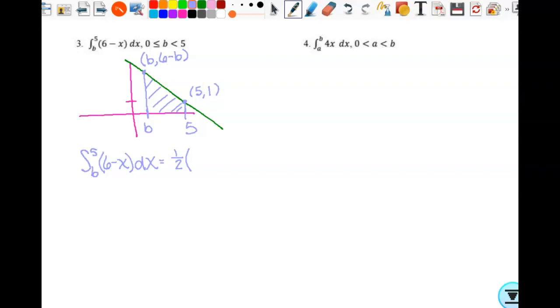Which one is base 1 and which one is base 2 doesn't matter. I usually just go left to right. So I'll use this as the first base, this is the second base. What's the length of this base? 6 minus b, because it's your y value, right? So 6 minus b, and what do we do with the two bases? Add them. So 6 minus b plus what? 1, because that's the length of the other base, times the height, which is the distance between the bases. How do I find the distance between those 2 points? 5 minus b. Okay.